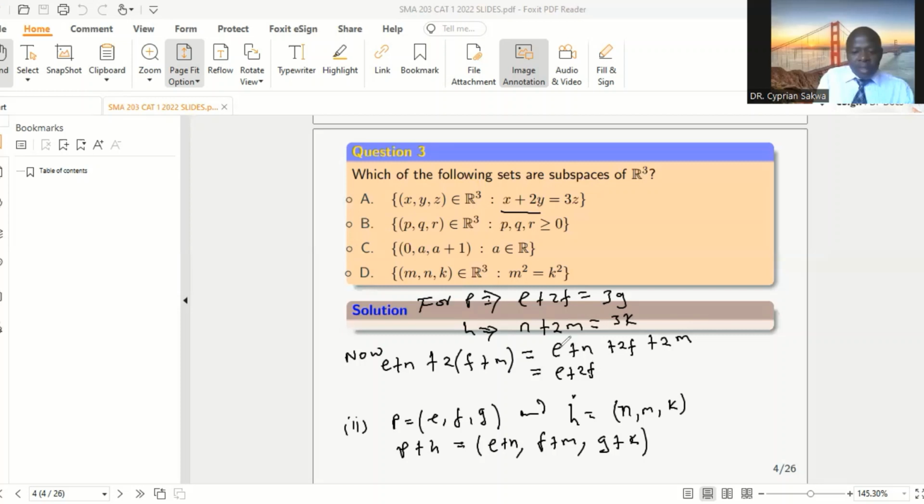And then the elements of, let me put this one inside the bracket. Put it inside the bracket. And that is plus the elements of H, I want to put them together. And one of H is N plus 2M.